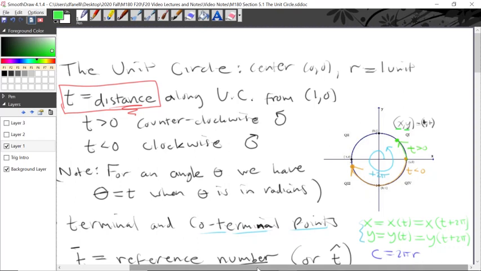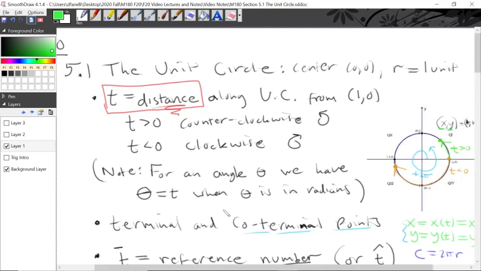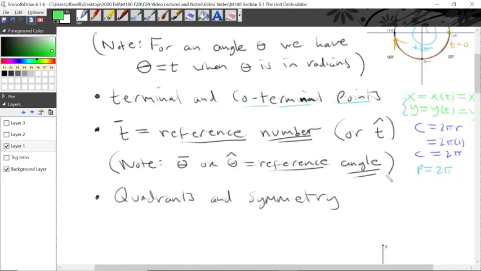Now a note on angle. There is a relationship between the central angle of rotation in the circle, a direct relationship between that angle and the distance that we traveled along the circular path.